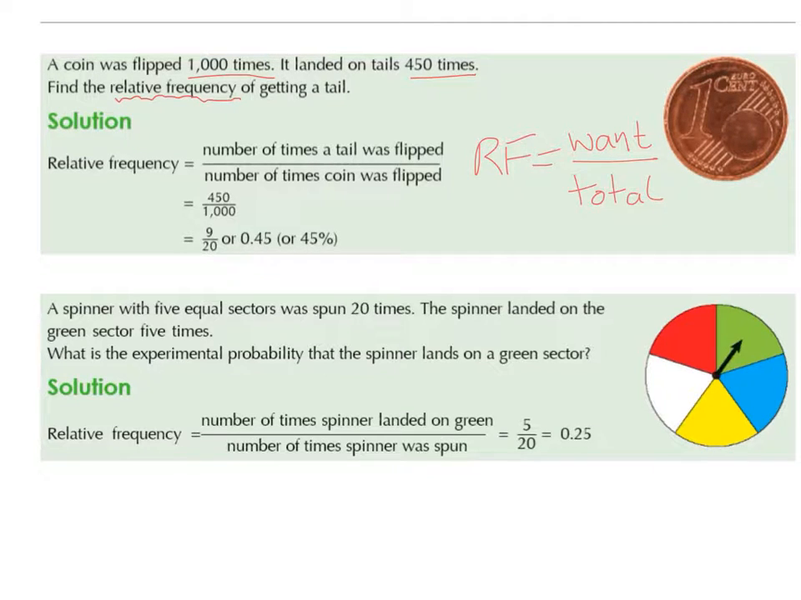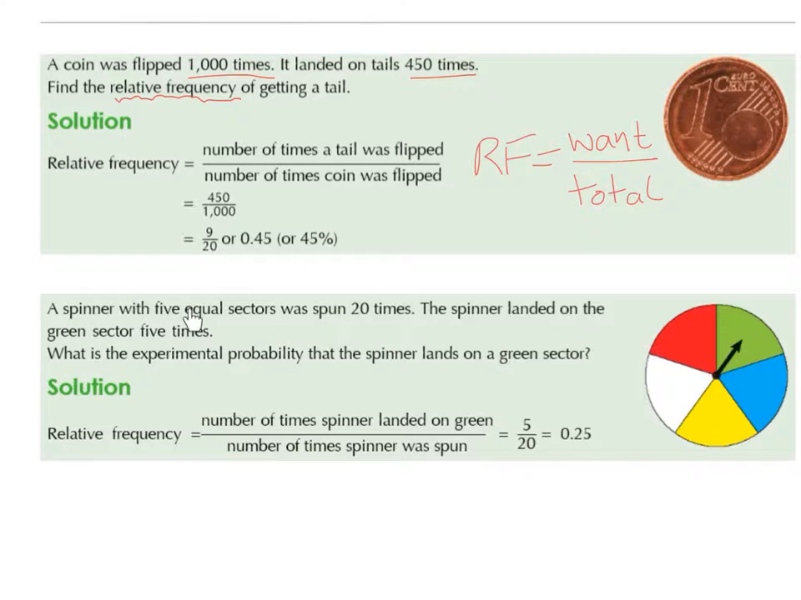If we wanted to know the relative frequency of landing on heads, it's going to be 0.55, because if we landed on tails 450 times out of 1,000, then we must have landed on heads 550 times out of 1,000. Alternatively, you could look at it as relative frequencies must always add up to 1. So 1 minus 0.45 will give us 0.55.